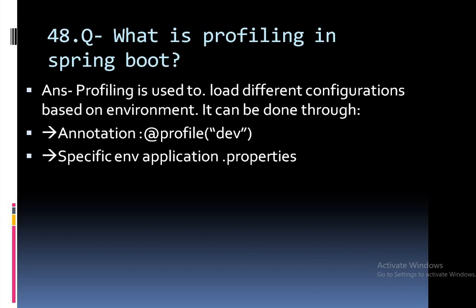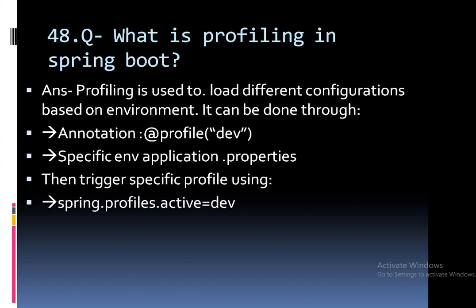If we are creating three profiles, like development, QA and production, in each profile we mention the different configurations. To specify which profile we want to work with, we can use spring.profiles.active equal to dev. That means the development profile will be active. If we set spring.profiles.active equal to prod, that means it will load the production configurations. In this way we can trigger the particular profiles.